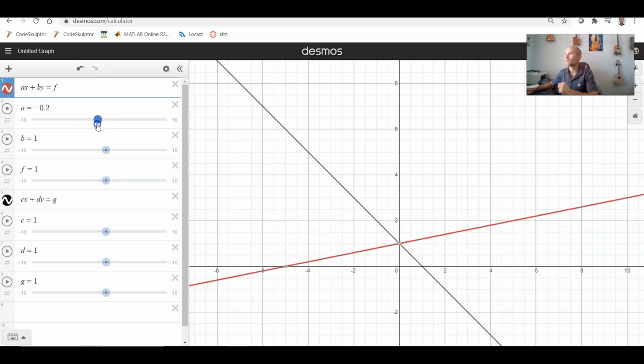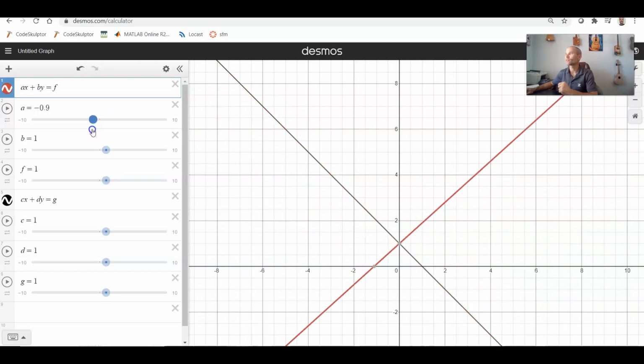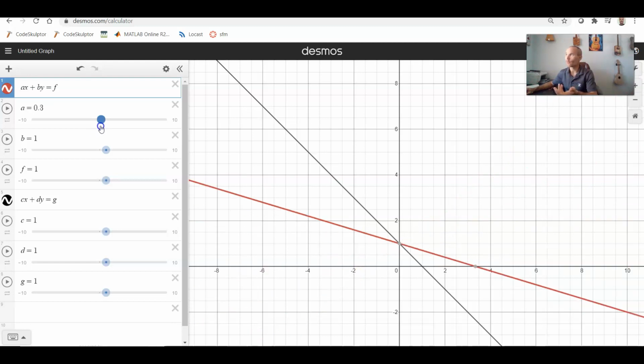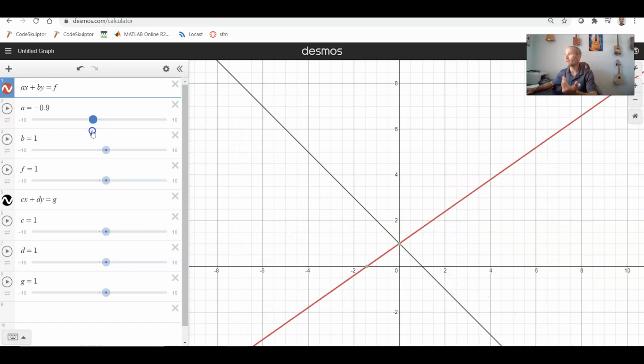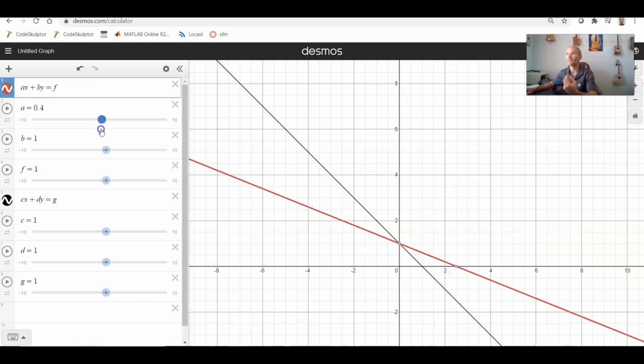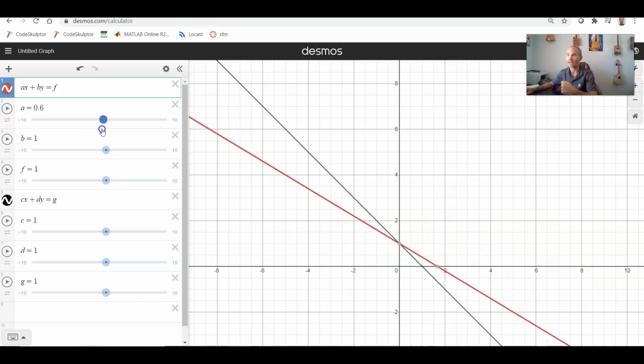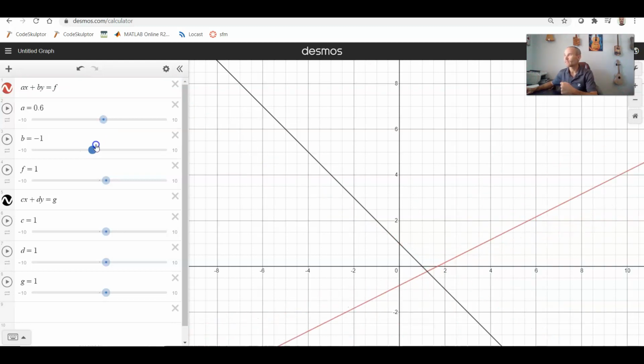I see that changing a appears to affect the slope of the line. So at least so far we can conclude that the value of a is going to have an influence on the slope of that line, ax plus by equals f. If I do the same thing for b, I notice that that too changes the slope. Perhaps in a different way, but it does change the slope nonetheless.